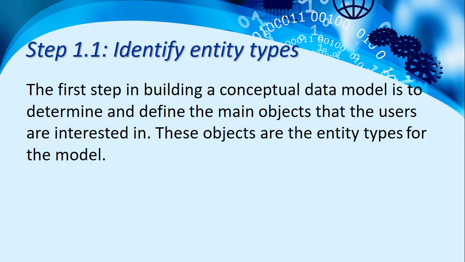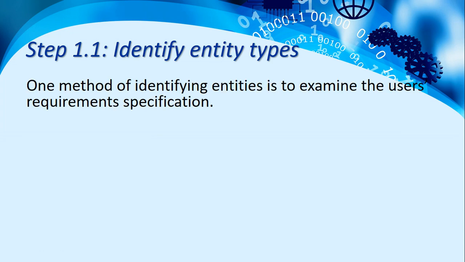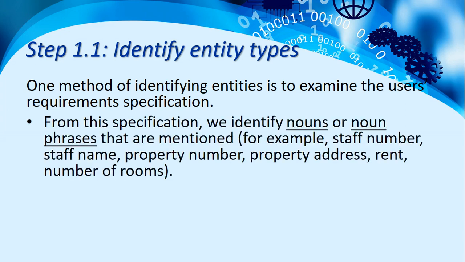And if you have forgotten the concepts that were explained, you can go back to the first lesson. Now, one method of identifying entities is to examine the user requirement specification document. From the specification, we identify the nouns or noun phrases, as mentioned in the first lesson. For example, staff number, staff name, the address, rent, number of rooms.